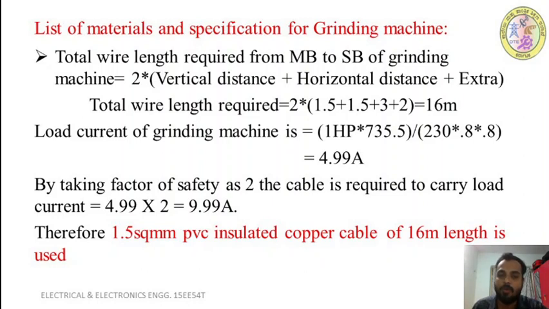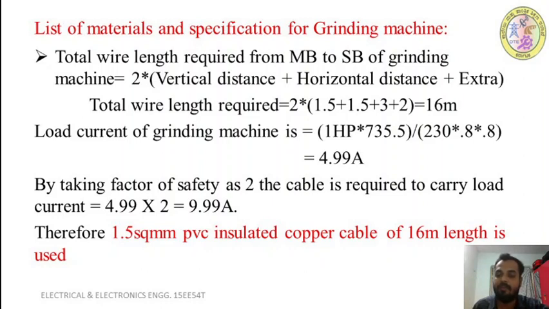So the length of wire required is equal to 2 into vertical distance plus horizontal distance plus extra for looseness and wastage. What is the vertical distance from your main board to the switchboard? We have assumed the horizontal run is at 3 meter from the floor level, but we have placed the main board at 1.5 meter from the ground level. So to reach the 3 meter level from the 1.5 meter level, we require 1.5 meter. That is the vertical run.